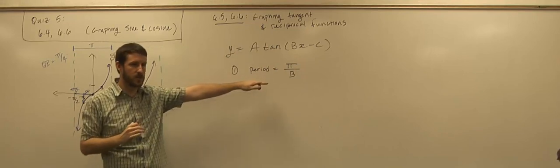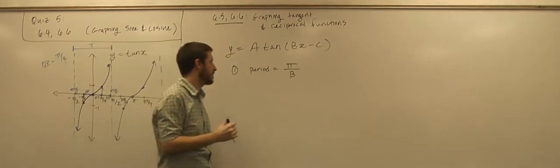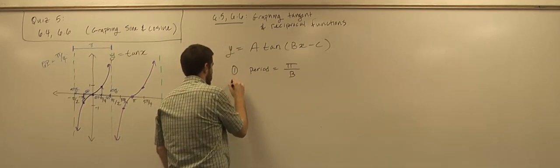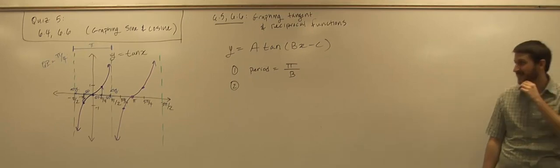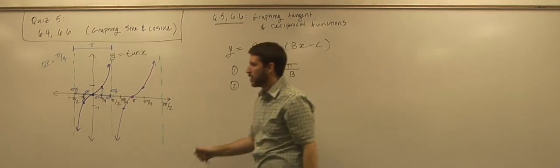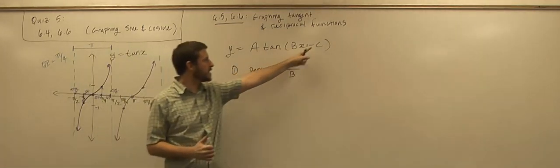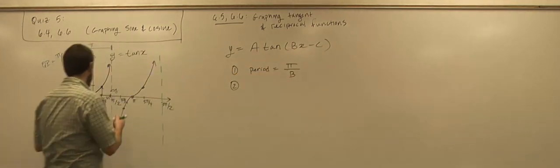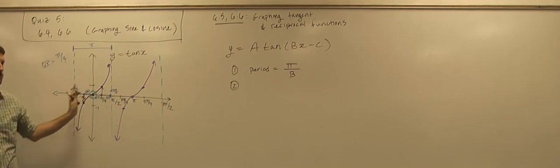Right, that's different than sine and cosine. Sine and cosine were 2 pi over b. Tangent's a little different, you know? Now, next I say find the new 0. Okay, so what I mean is, depending on this c value and this b value, this 0 is going to move. This guy right in the middle, he's going to move.